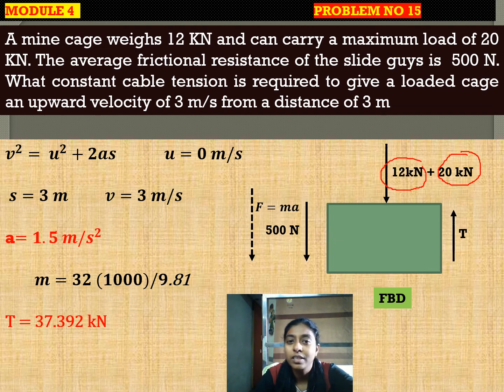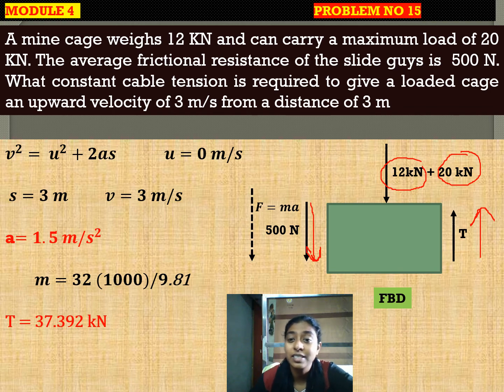What constant cable tension is required? So what force is required? What tension is required to give a loaded cage an upward velocity? The motion is in the upward direction, so the force is in the upward direction. So T is taken in the upward direction. Automatically our frictional force will be taken in the downward direction. So 500 Newton frictional force is taken in the downward direction.